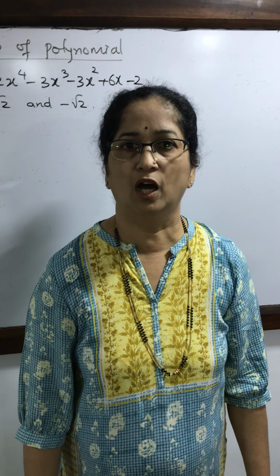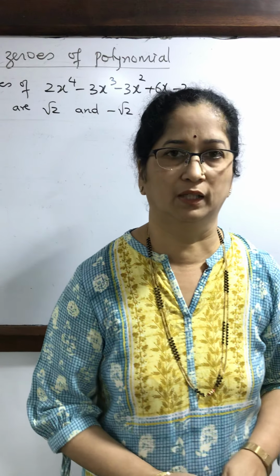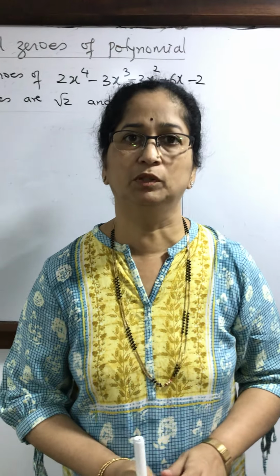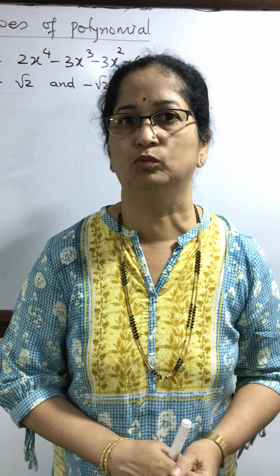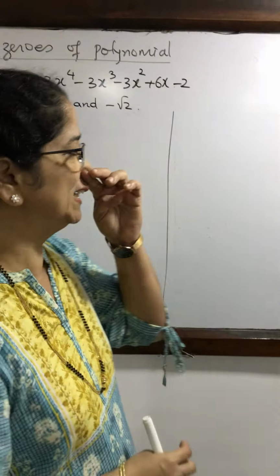Today we learn how to find all the zeros of a given polynomial. Remember that a polynomial will have maximum zeros which will be equal to the degree of the polynomial. To understand what I have said, let us take an example.